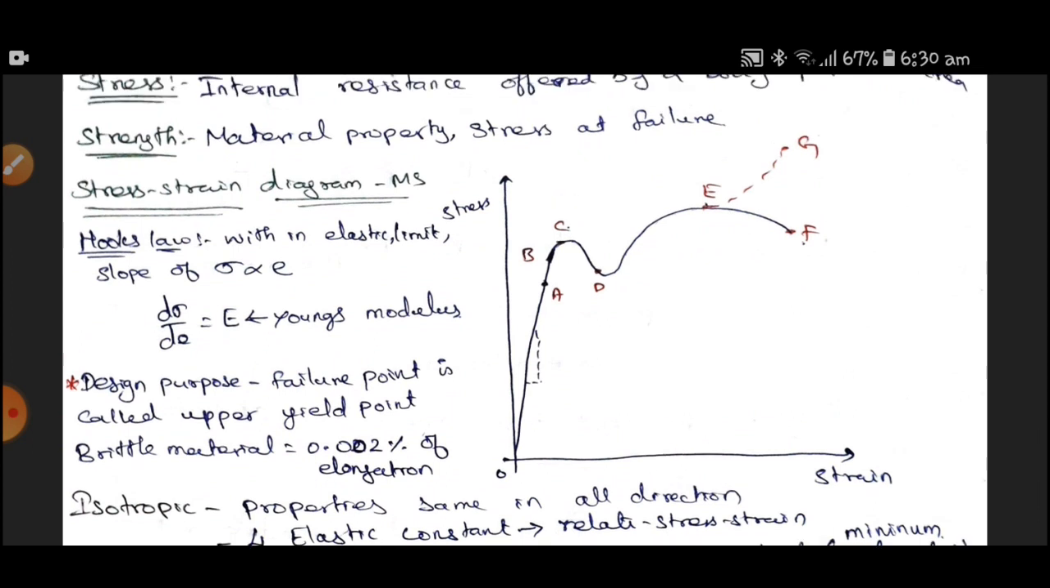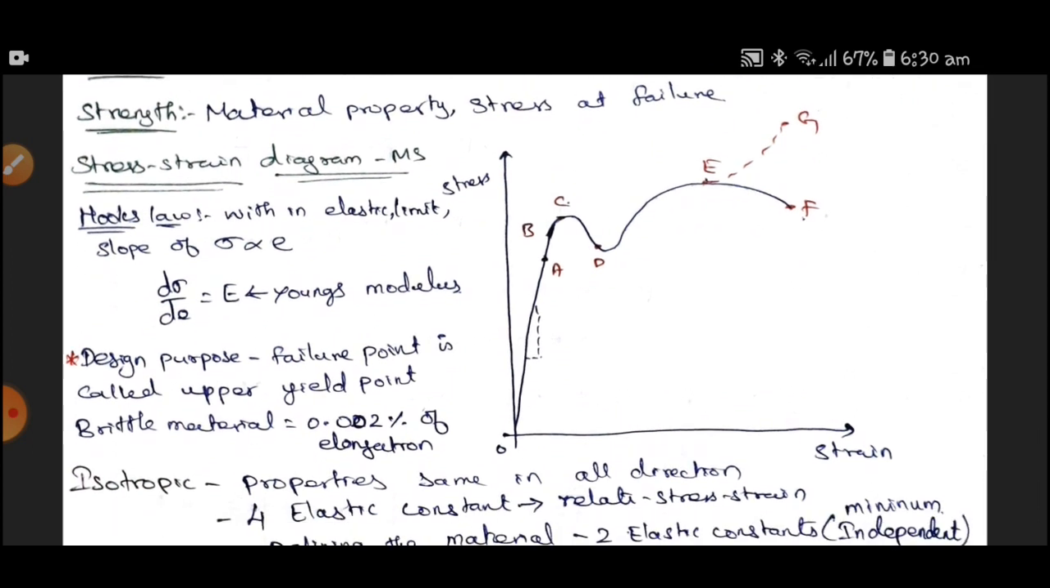From 0 to A, it is called the proportionality limit, and A to B is the elastic limit. After point B, it goes to the plastic limit. C is the upper yield point, D is the lower yield point, E is the ultimate point, F is the failure point, and G is generally called the true stress strain point.